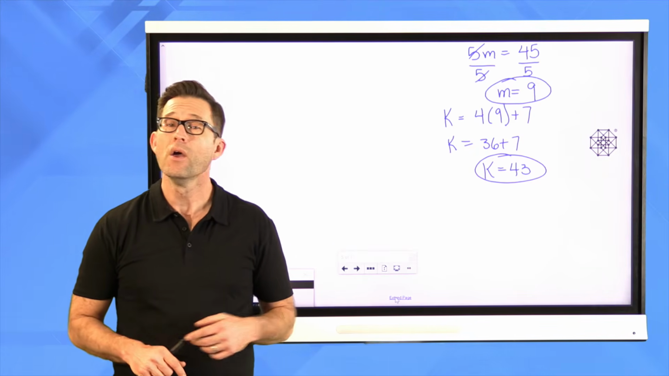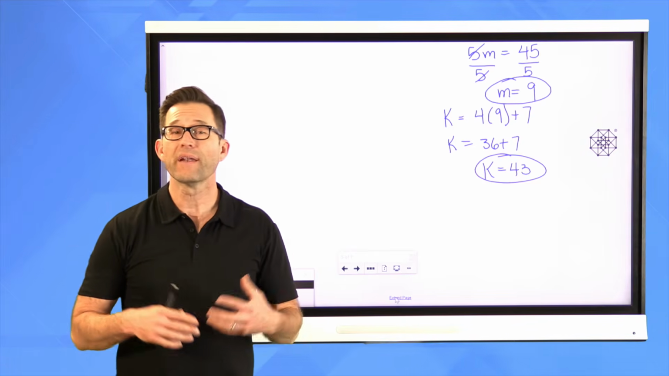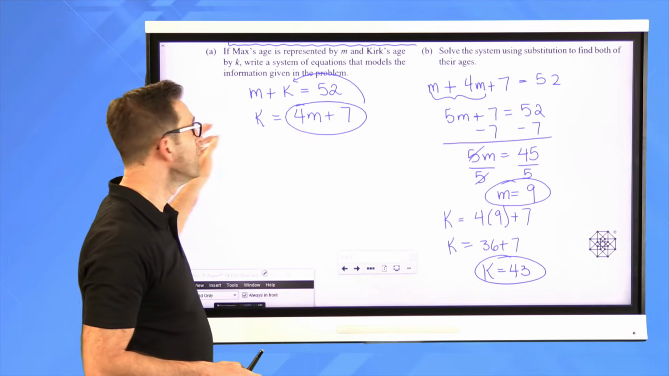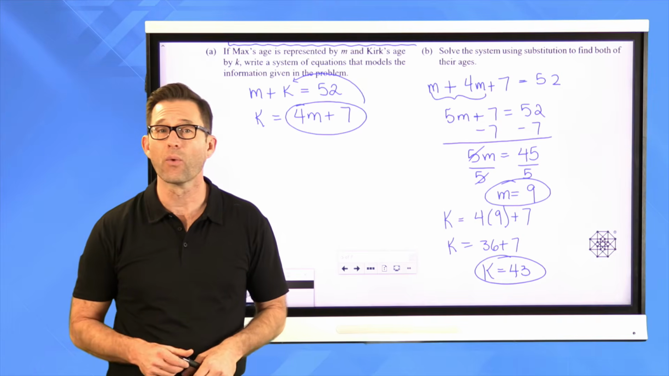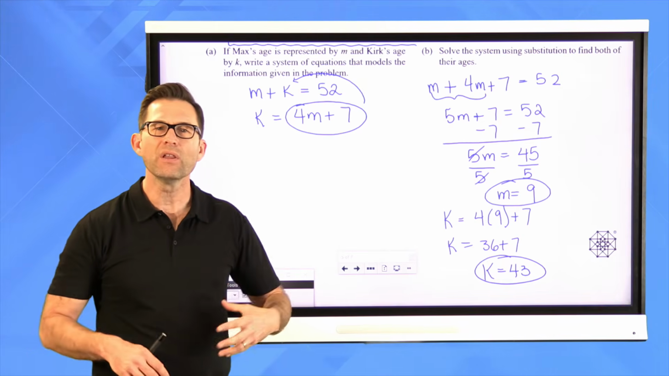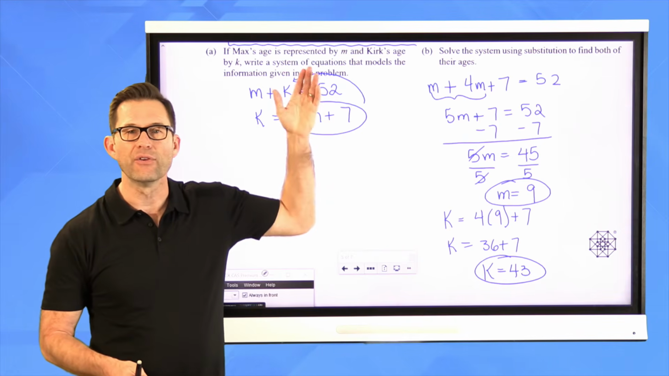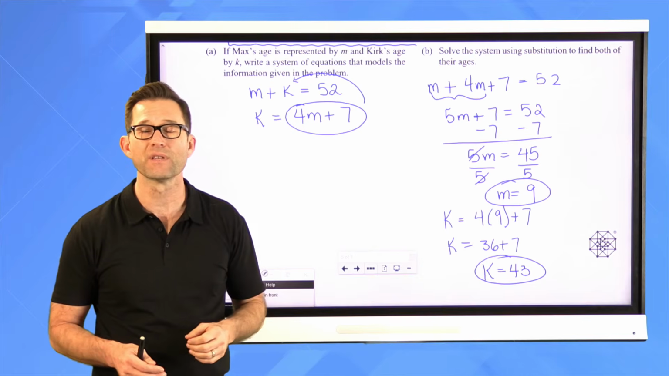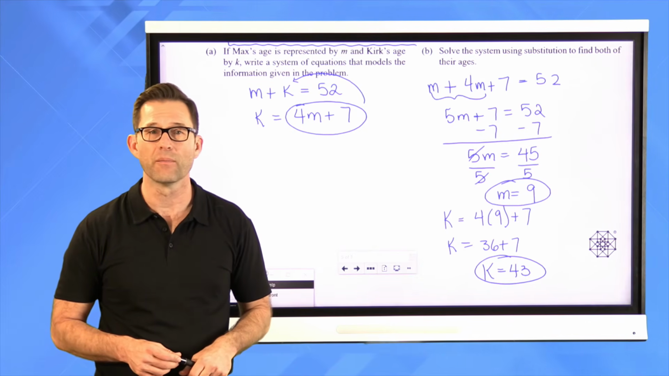All right, you probably even played around with some problems like this back when we only had a single variable. And back then, we probably let m be equal to Max's age and let 4m plus 7 equal Kirk's age. But now we can be a little bit more sophisticated. We can have the two variables, we can write down the two pieces of information we've been given in terms of those variables, and then we can use substitution to figure out the values of the two variables.